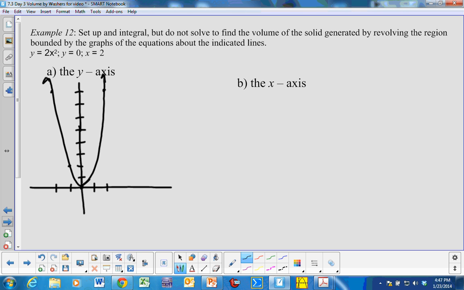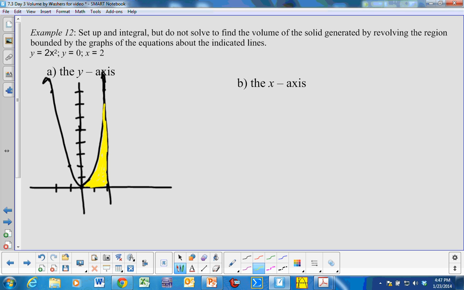And then we're also bound by the line y equals 0, which is the x-axis, and the line x equals 2. So the region that we're talking about is this region right here, bound by that curve, the line x equals 2, and the x-axis.